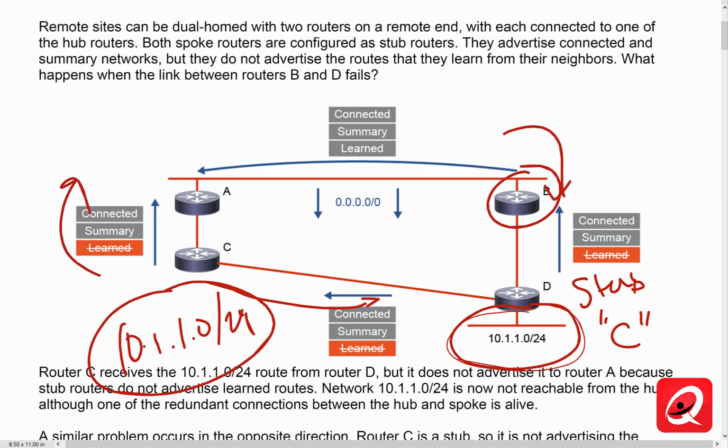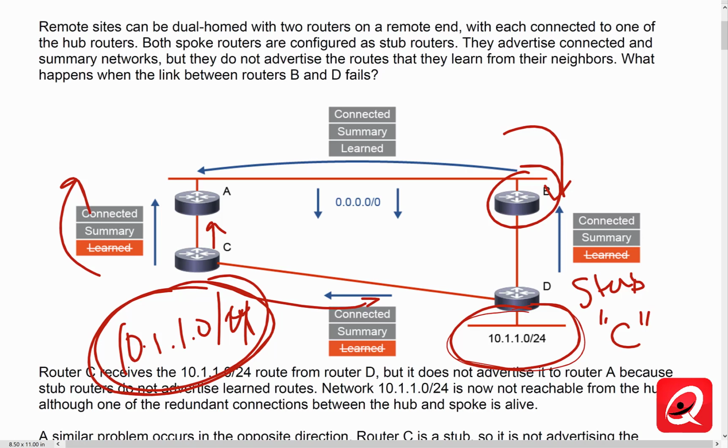But guess what's going to happen? It's not going to go to A because it's not a connected route on C, and it's not a summary route on C. Now, you could create a manual summary. You could go into this interface and summarize the same network, so you could summarize the /24. In other words, creating a summary that matches the learned route that we got from router D. And in that case, it could be advertised.